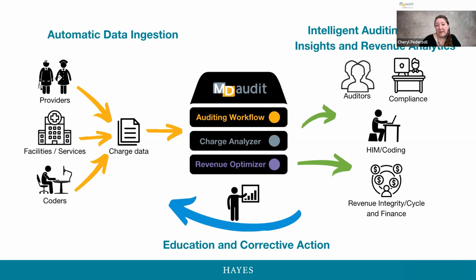Charge Analyzer provides insights and anomaly detection through dashboards and reports that allow all the departments using MDaudit to provide advanced analytics and feedback to the providers and coders to help improve documentation. And our Revenue Optimizer focuses on providing denials insights and identifying opportunities to avoid future denials. And the real goal of all the modules is to identify anomalies and problems and provide the reporting and insights to educate and enable corrective action, all leading to a healthier revenue cycle.